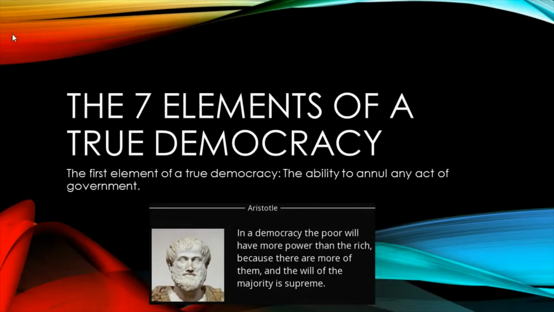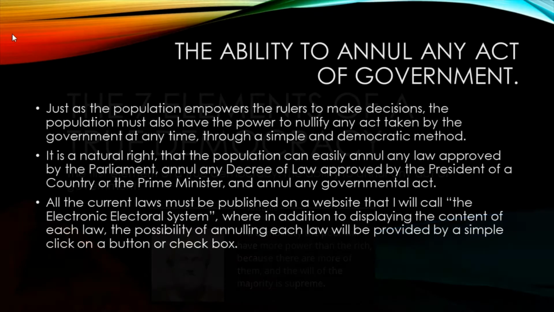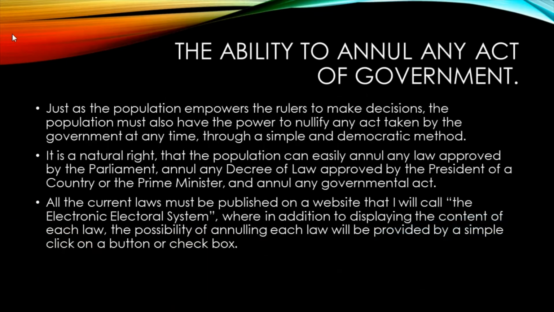The 7 elements of a true democracy. The first element of a true democracy, the ability to annul any act of government. Just as the population empowers the rulers to make decisions, the population must also have the power to nullify any act taken by the government at any time, through a simple and democratic method.